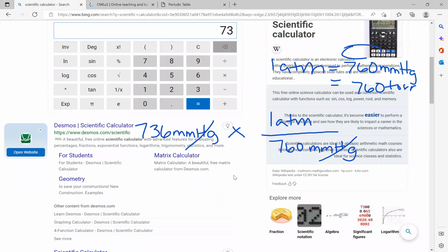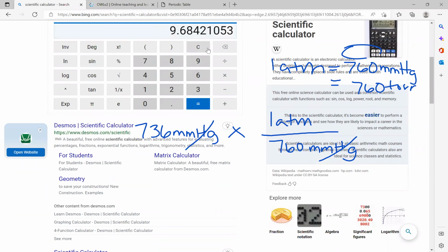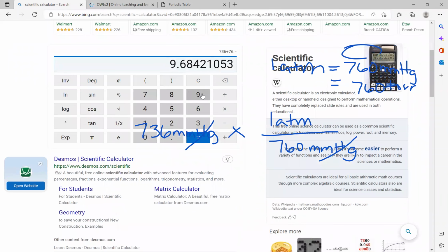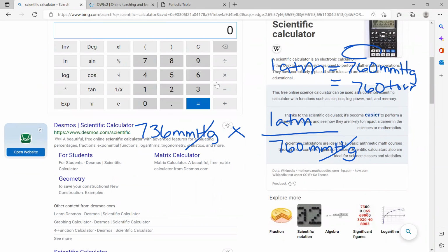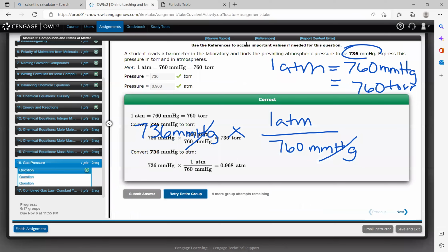And now again, we can go to our calculator. 736 divided by 760. Take this out to 3 significant figures. We have 9.68. That should not be right. Yep, 9.68. And I messed something up. This is not correct. It should be 736 divided by 760. There we go. 0.968 ATM. Submit our answer, and we're good to go.